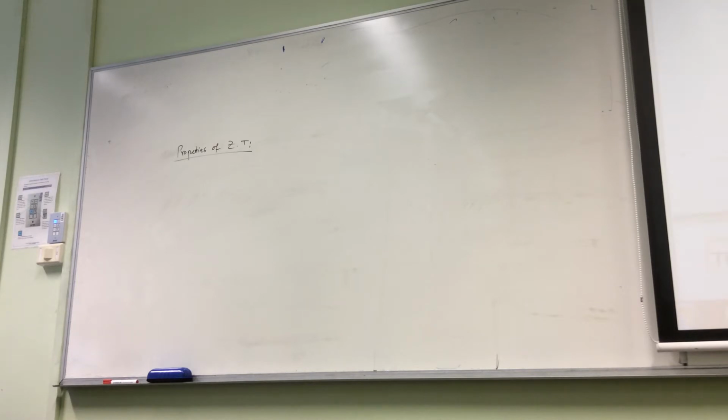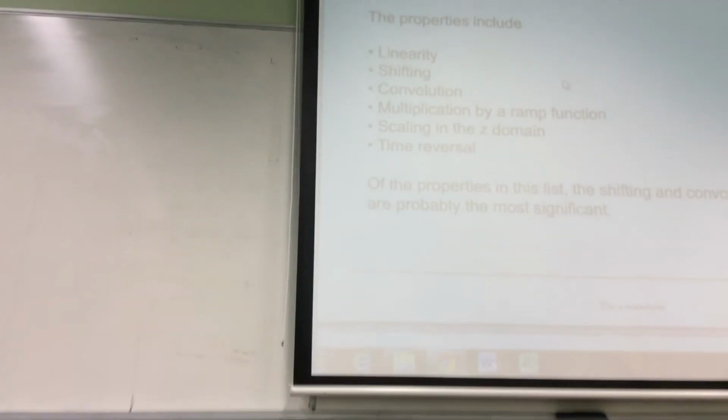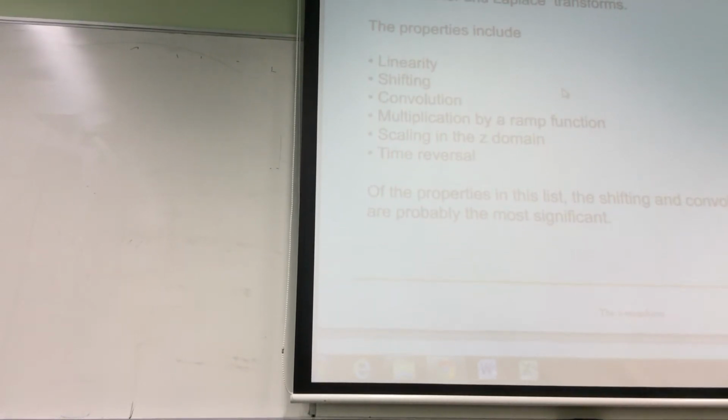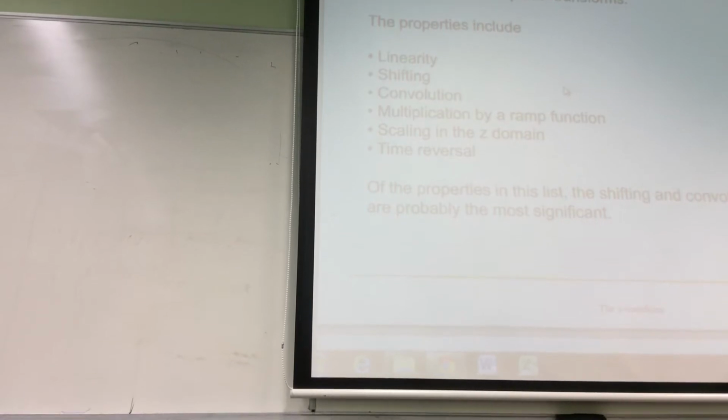Shifting is important. Scaling, duality, derivatives, convolution. No need for derivatives. Yes, you have convolution. I'll give you a list of properties: linearity, shifting, convolution, multiplication by the ramp function, scaling, and time reversal. We add multiplication by the ramp function.